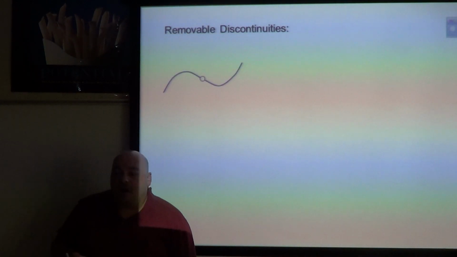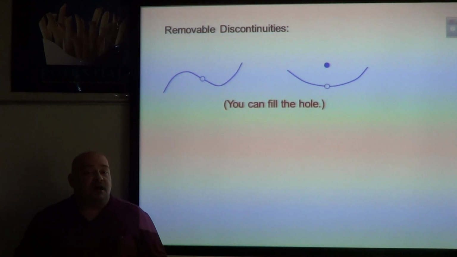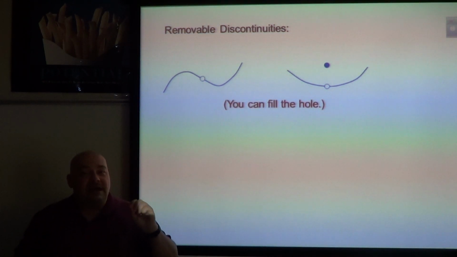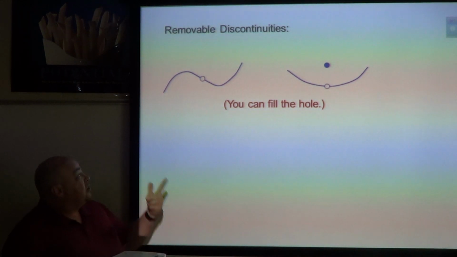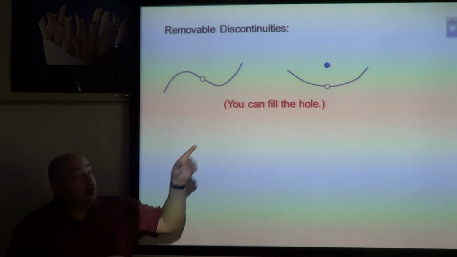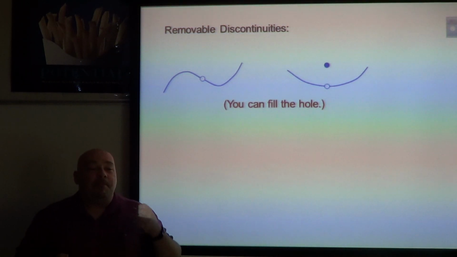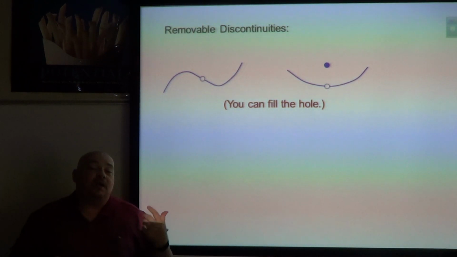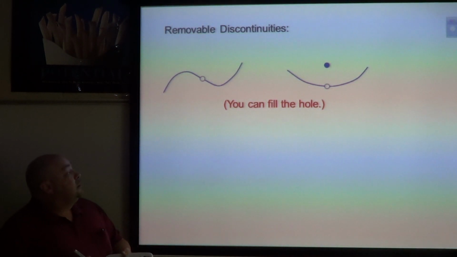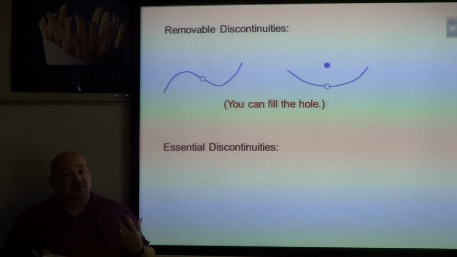Now we have what are called removable discontinuities. The easiest way to think about those are those point discontinuities. If you can put a single point in and make a function continuous, that's called a removable discontinuity. Like here or there, we can fill the hole in. We could redefine this function by putting one extra point into it piecewise and fill that hole and make it a continuous function. Now we also have essential discontinuities which are not able to be fixed.